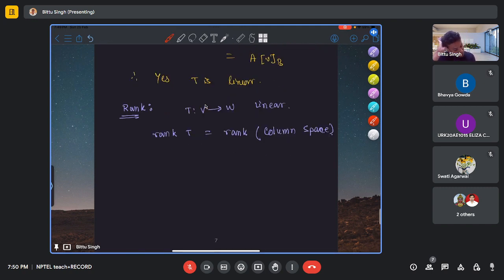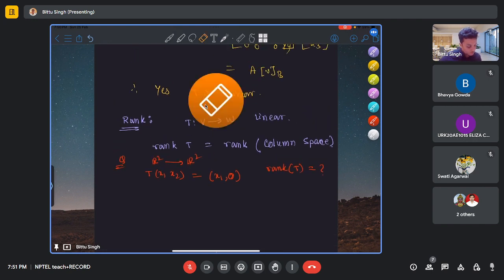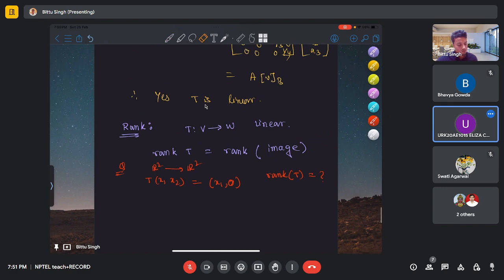So for this transformation, T of x1 comma x2, R2 to R2, this is same as x1 comma 0, that is projection on x-axis. Then what will be the rank for this transformation? What is the rank of T? 1, sir. Yes, 1. Because, sorry, not rank of column space, yes, rank of the image. So rank of T is in this example 1, right?